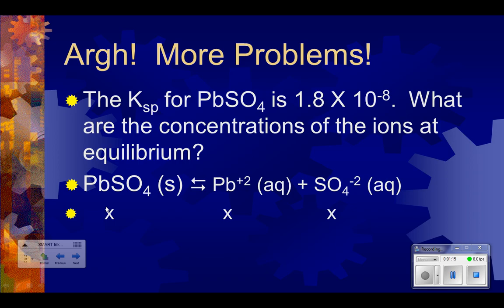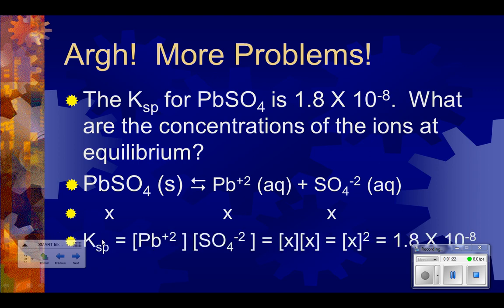All right, so then if we write Ksp, and because I ran out of room here, everything's going to be in one line here. So Ksp is the lead 2 ion here times the sulfate ion from here. They have ones in front of them, so we don't have to mess around with that. But we assigned x to each one of those, so they're each x. So then that's x squared. And Ksp was given in the problem right there, 1.8 by 10 to the -8th. So Ksp equals 1.8 by 10 to the -8th, and it equals x squared.